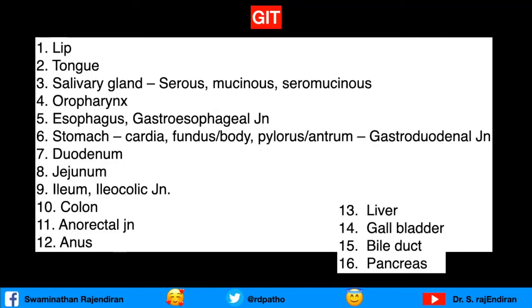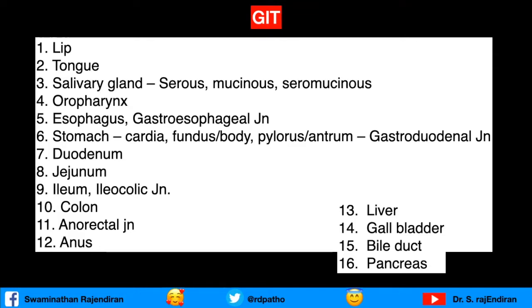The GIT, you might have seen in all the systems, I have a systematic approach. For example, in the GIT, I start with lip and end in anus. So you just go through anatomically, don't skip the parts. So lip, tongue, salivary gland, that can be serous, mucinous or seromucinous, oropharynx, esophagus, gastroesophageal junction, stomach, which has cardia, fundus and body, pylorus and antrum, and gastroduodenal junction.